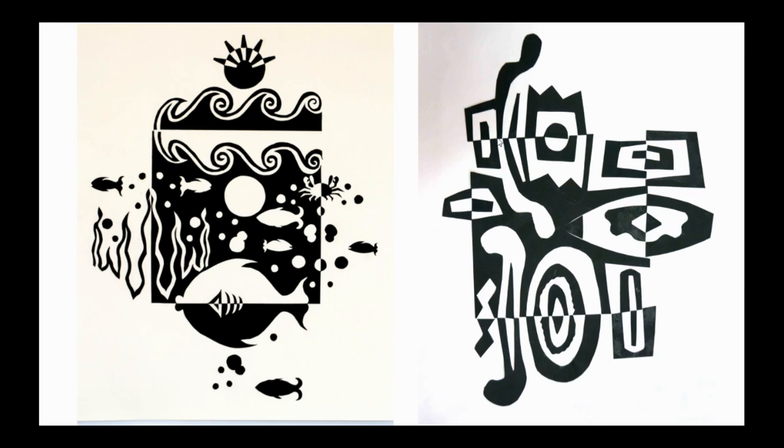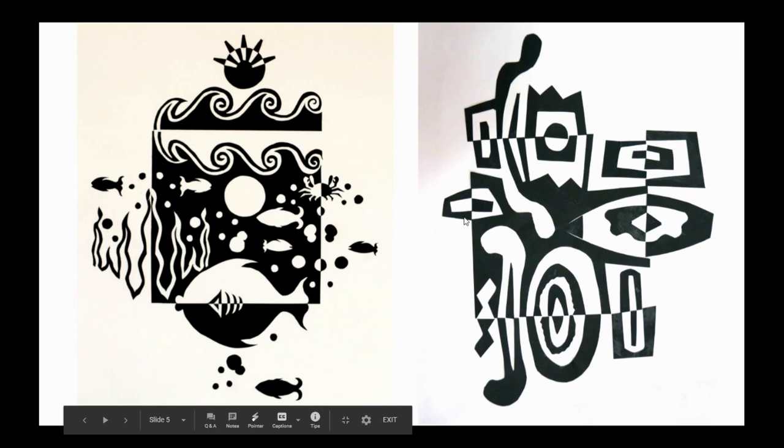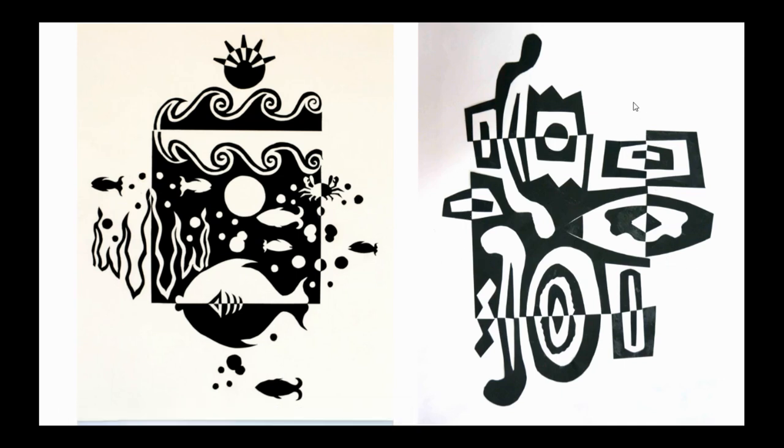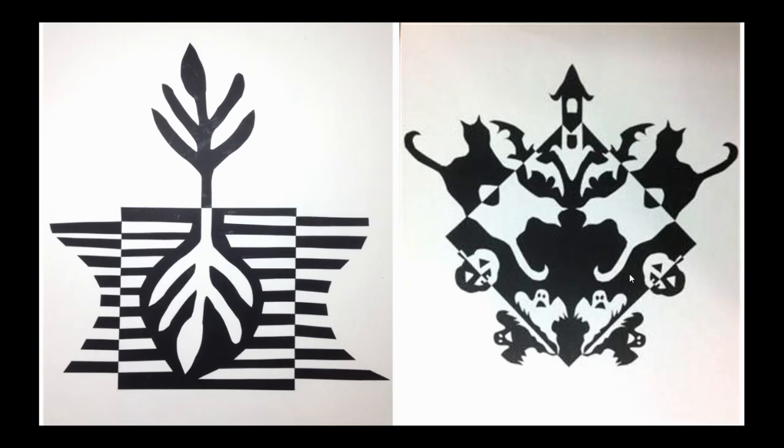This is also an example of an asymmetrical composition. Notice that the top and the bottom are different, as well as the left and right. But this does not have representational objects or imagery. It's all abstract shapes, including geometric and organic.